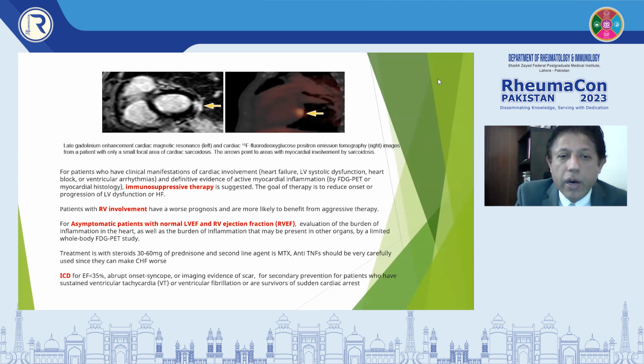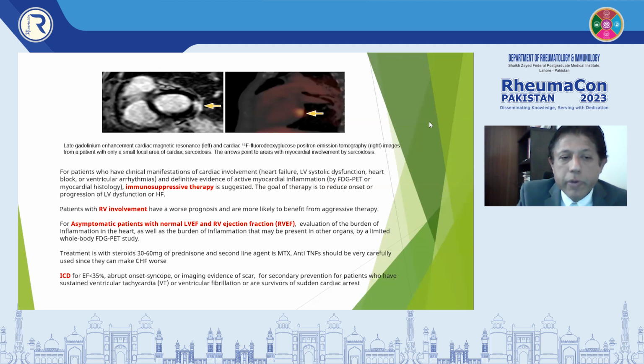In the patients who have cardiac involvement, such as heart failure, LV dysfunction, heart blocks, ventricular arrhythmias, and definite evidence of active myocardial inflammation by PET CT or myocardial histology, immunosuppressive therapy is strongly indicated to further reduce the progression of the disease. Patients with right ventricular involvement carry a worse prognosis and are more likely to benefit from aggressive therapy.